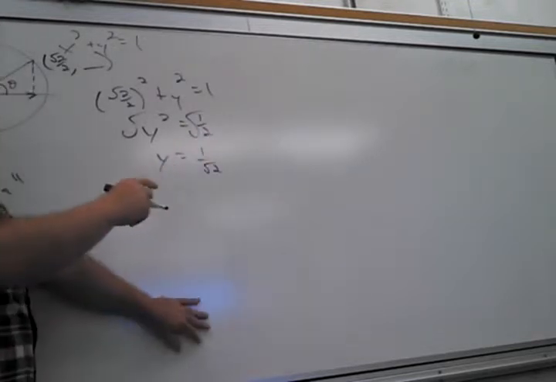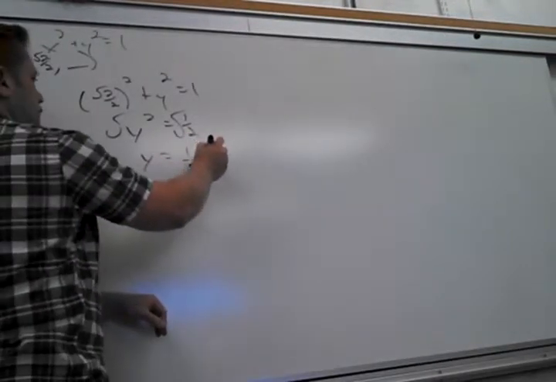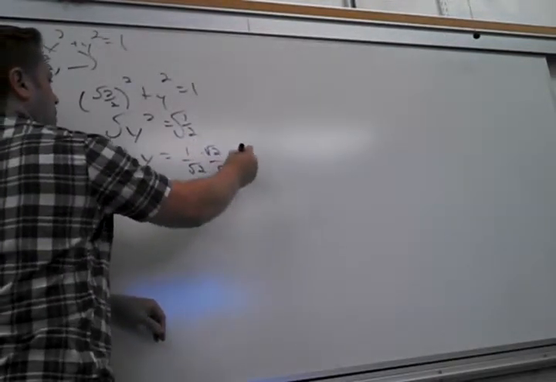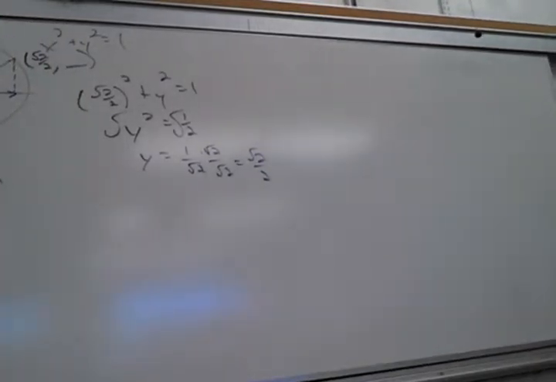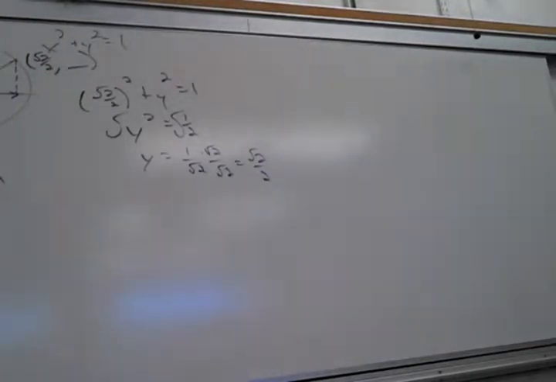And if you rationalize that, what do you get? Root 2 over 2. And of course that makes sense. That means I'm at what angle? 45 degrees, otherwise known as how many radians? Pi over 4. I like it. So what is that?